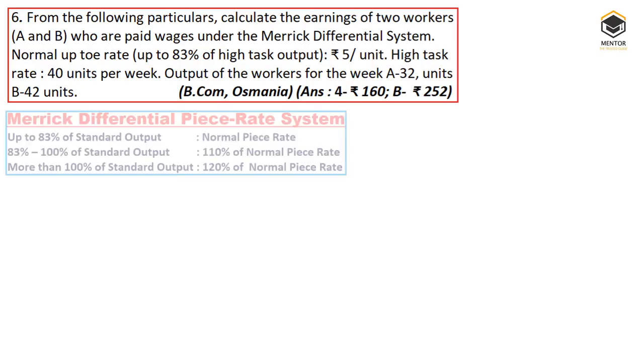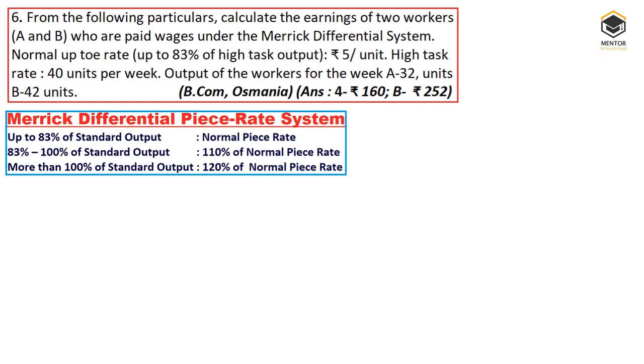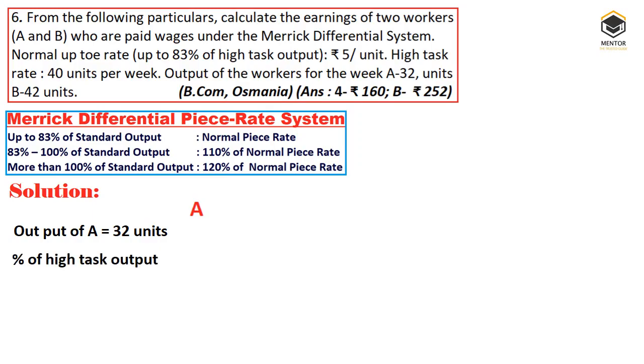In the sense, the information that we have, again I have taken the differential piece rate image here to understand better. So what did he say? How many units does he have to produce in a week? 40 units he has to produce. Clear? So when you come to the solution, output of A is equal to 32 units. Here how many units has he produced? 32 units.